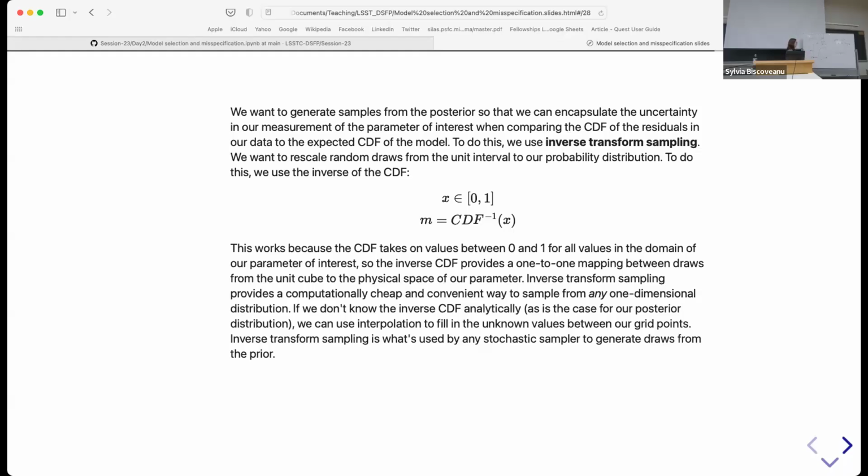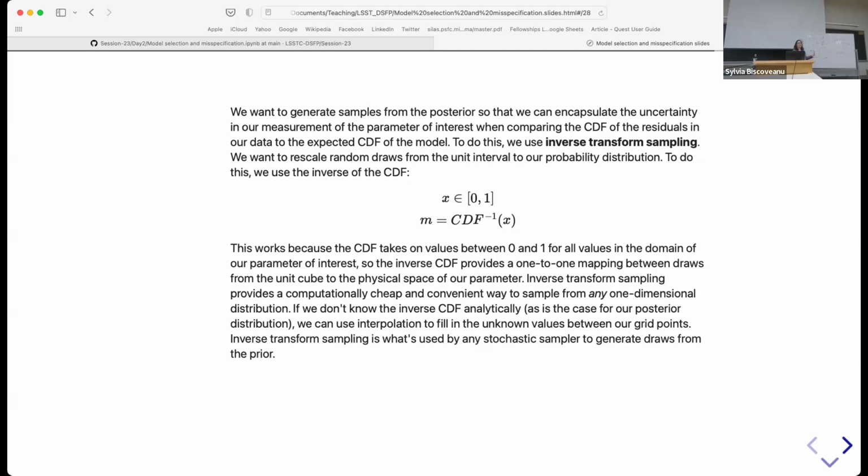So if we want to sample from the distribution corresponding to the CDF, we can take advantage of the inverse CDF. We're going to sample randomly from a unit cube. And then for each of those random draws from 0 to 1, we're going to calculate the value of our parameter that corresponds to that value of the CDF. And this is naturally going to give us samples from the underlying distribution.